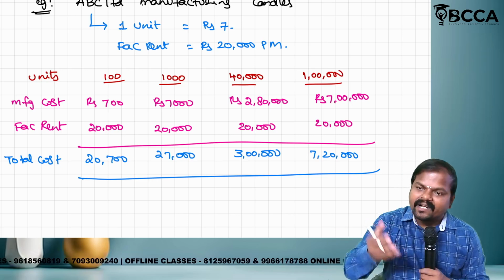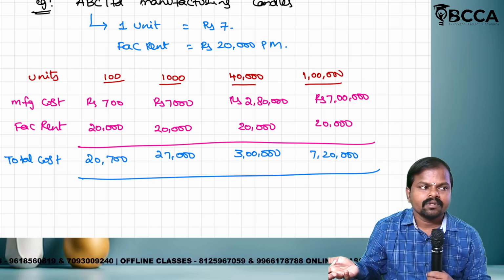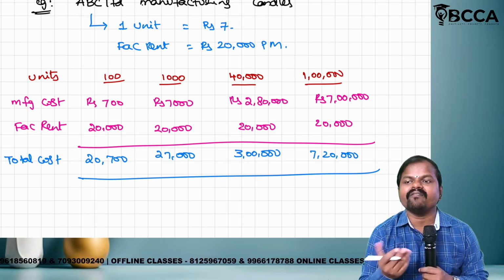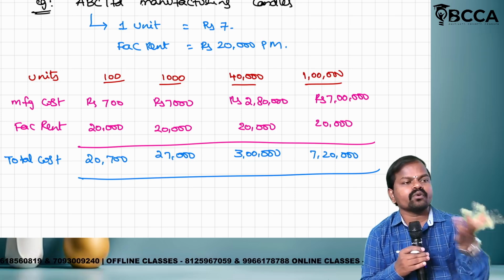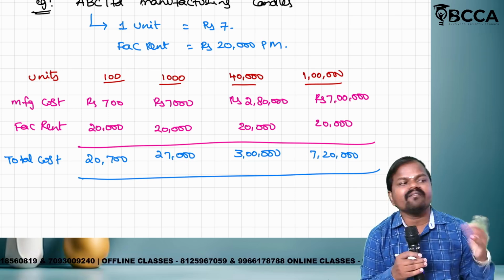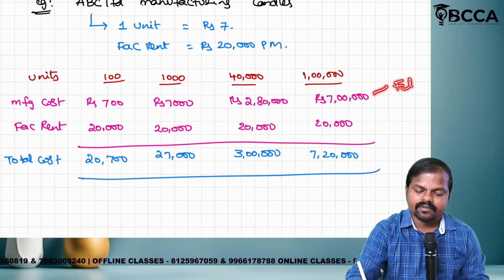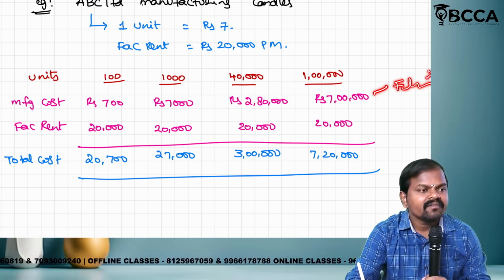Why? If condition 1 failed, we can conclude easily it is not a fixed cost. Checking another condition is a time waste process. One condition failed means no need to check another condition. I can conclude that it's not a fixed cost.